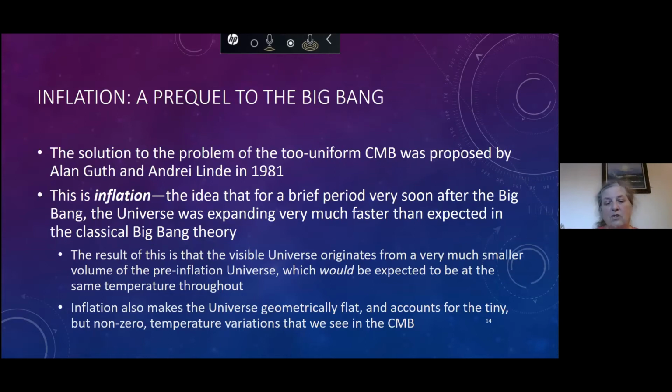Inflation also solves other problems. It makes the universe geometrically flat, that is to say that in our universe, the angles of a triangle, if you draw it big enough, add up to 180 degrees, which is not necessarily true in general relativity. And it can also, in combination with quantum physics, explain why the temperature of the universe is not quite constant over the whole sky. So inflation helps to explain these things that are not well explained by the Big Bang as it was originally conceived back in the 1940s.